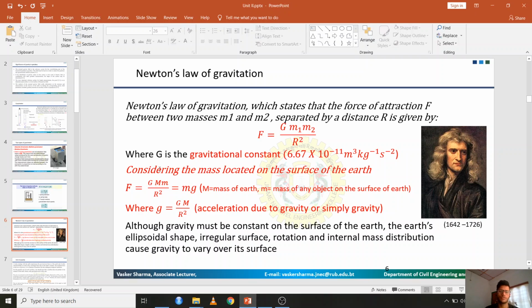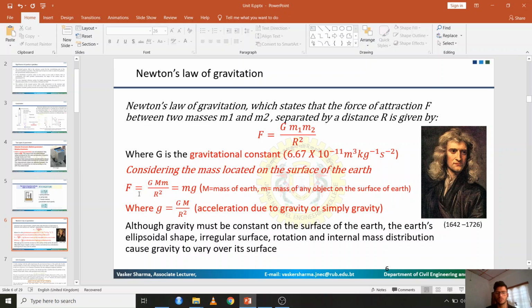So if you want to find the force of gravity between two objects, we govern it by this formula: G times M times m divided by r squared. Capital M is the mass of the Earth, and small m is the mass of the object on the surface of the Earth. Here we are finding not the acceleration due to gravity but the force due to gravity on the surface of the Earth, divided by the radius squared. If the mass is on the surface of the Earth, r is actually the radius of the Earth. This is how we get the values of force.